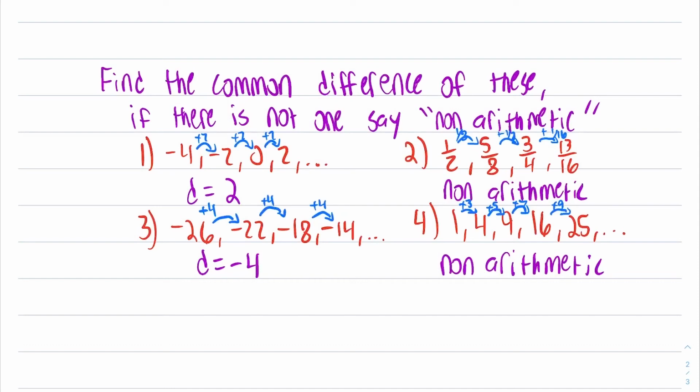In number 4, we can see that from 1 to 4 is a +3, from 4 to 9 is a +5, from 9 to 16 is a +7, and 16 to 25 is a +9. So those are not the same number, which means it is not a common difference, which means it's also not arithmetic.